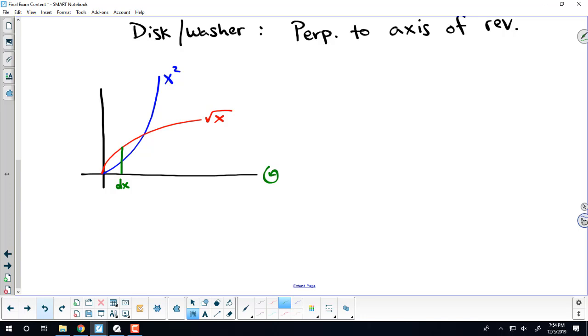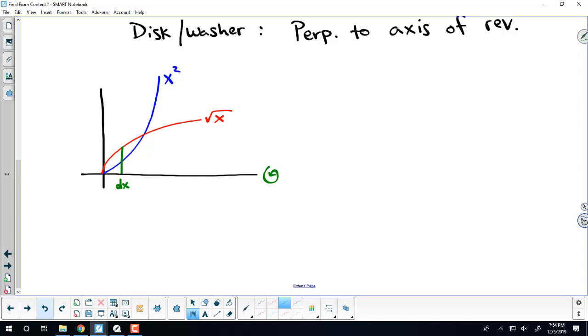So I think that's a really important aspect of the shell and washers. On that first test, there was one page where it was the same region revolved around various things using various methods, and a lot of people lost a whole lot of points because they were just setting it up. I think this is what it would be. I promise if you draw the region out and know how to construct the rectangles, it's going to tell you all you need to know.